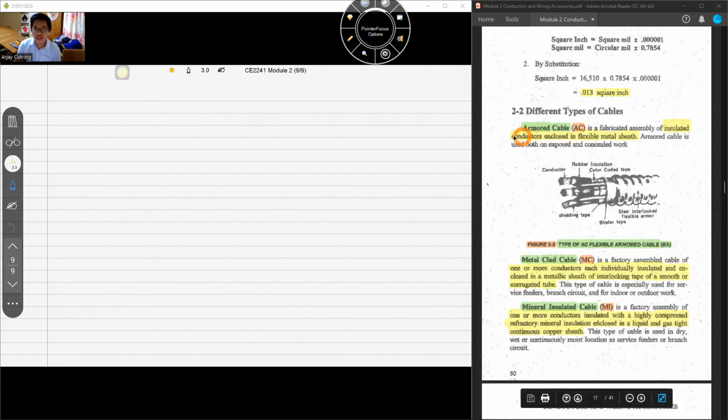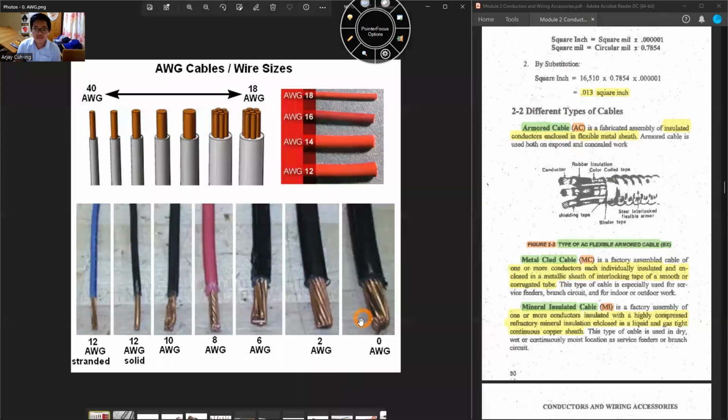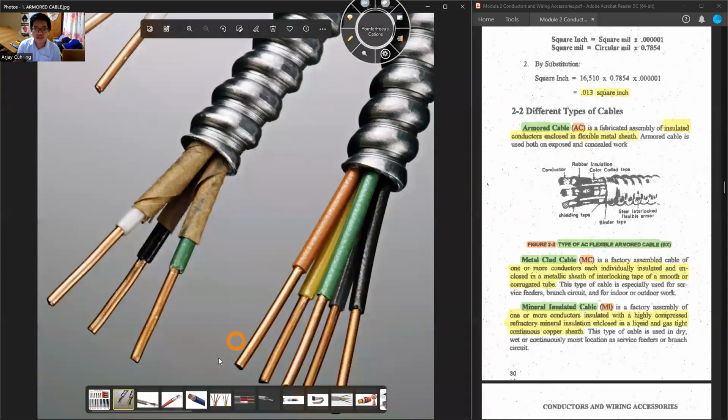So we have the armored cable. Its shortcut is AC. Supposedly class, this is what it looks like. An armored cable is a fabricated assembly of insulated conductors enclosed in a flexible metal sheet. What makes it flexible class? Its armor is a flexible metal sheet.